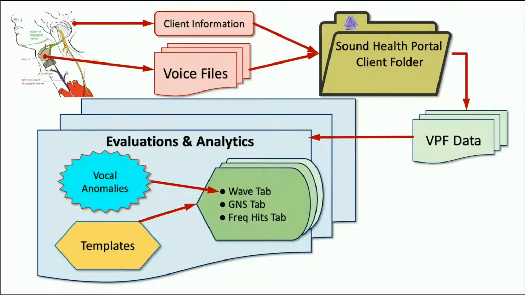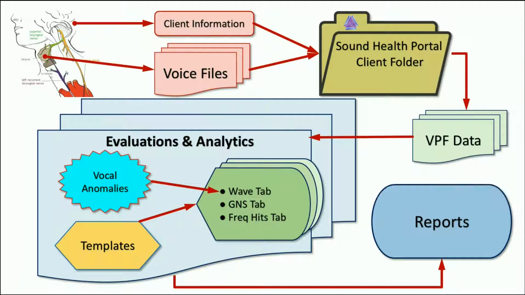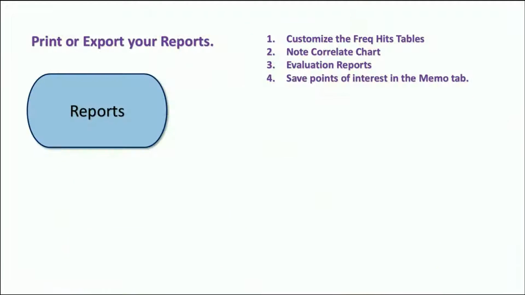This is the flow chart. Again, we've completed our evaluation and analytics. The next step is to create reports. In reports, we can do a lot of things to customize the frequency hits tables. We'll show you how to do that. There is a note correlate chart, which is a kind of a bird's eye view that you can provide your client and your own records, and of course evaluation reports.